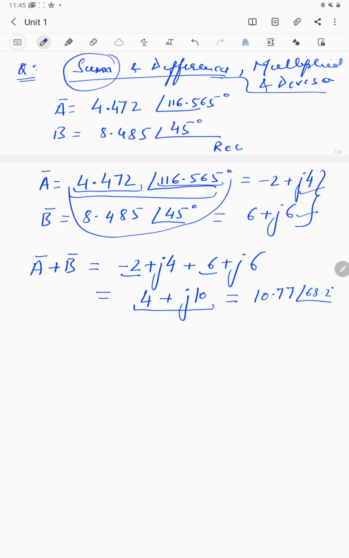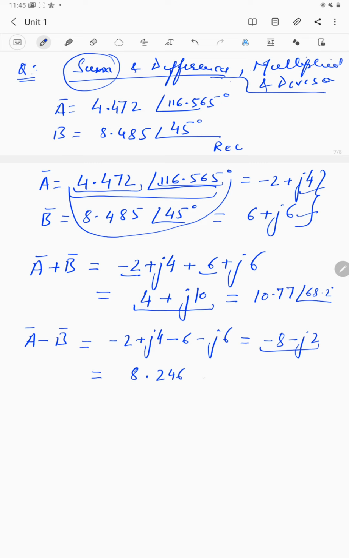That is A plus B. Then A minus B, just simply do the subtraction, minus 2 plus j4 minus 6 minus j6. This will become minus 8 minus j2. This is the rectangular form, and if you convert it into polar form using the calculator, you will get 8.246 with an angle of minus 166 degrees. So we have got the addition and the subtraction of the two phasors.